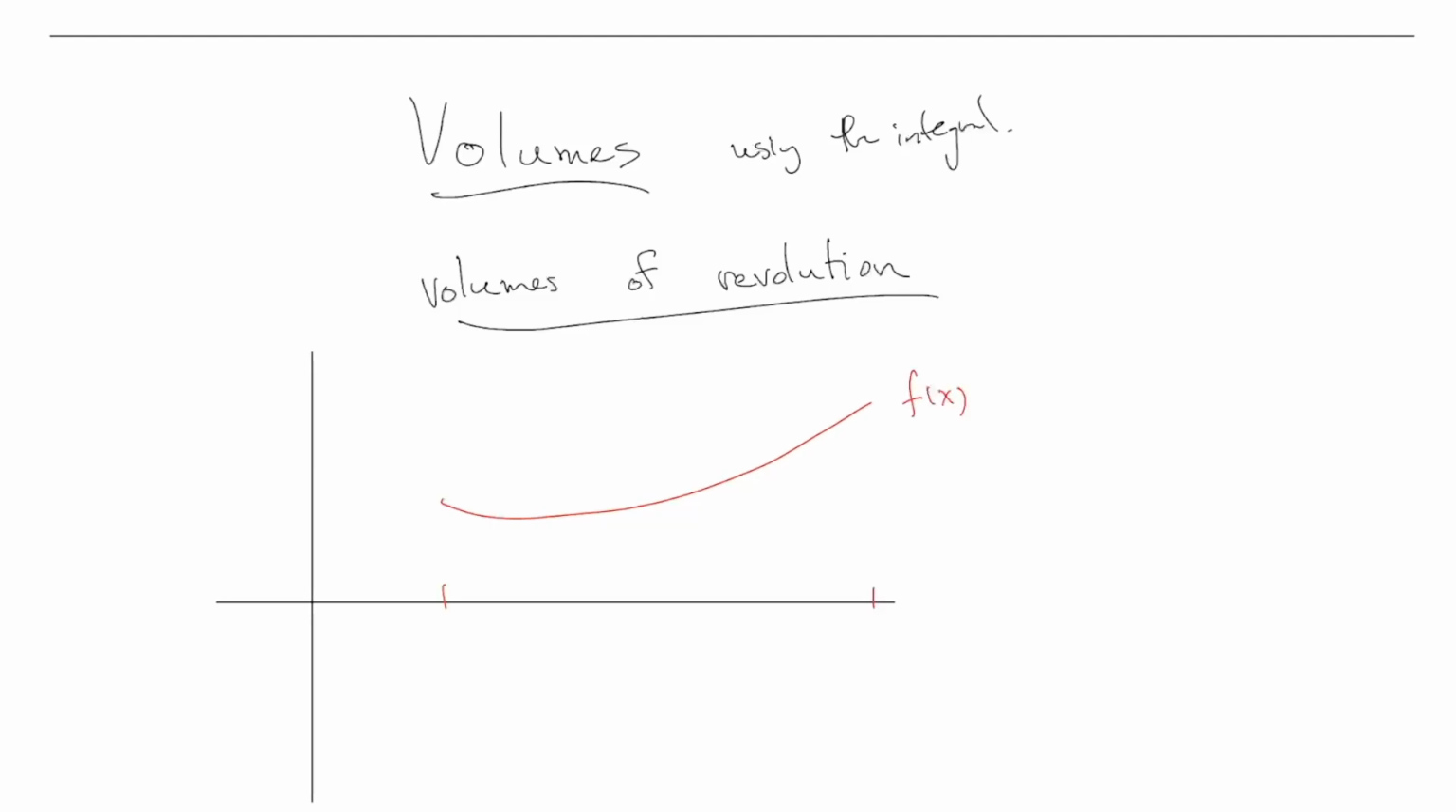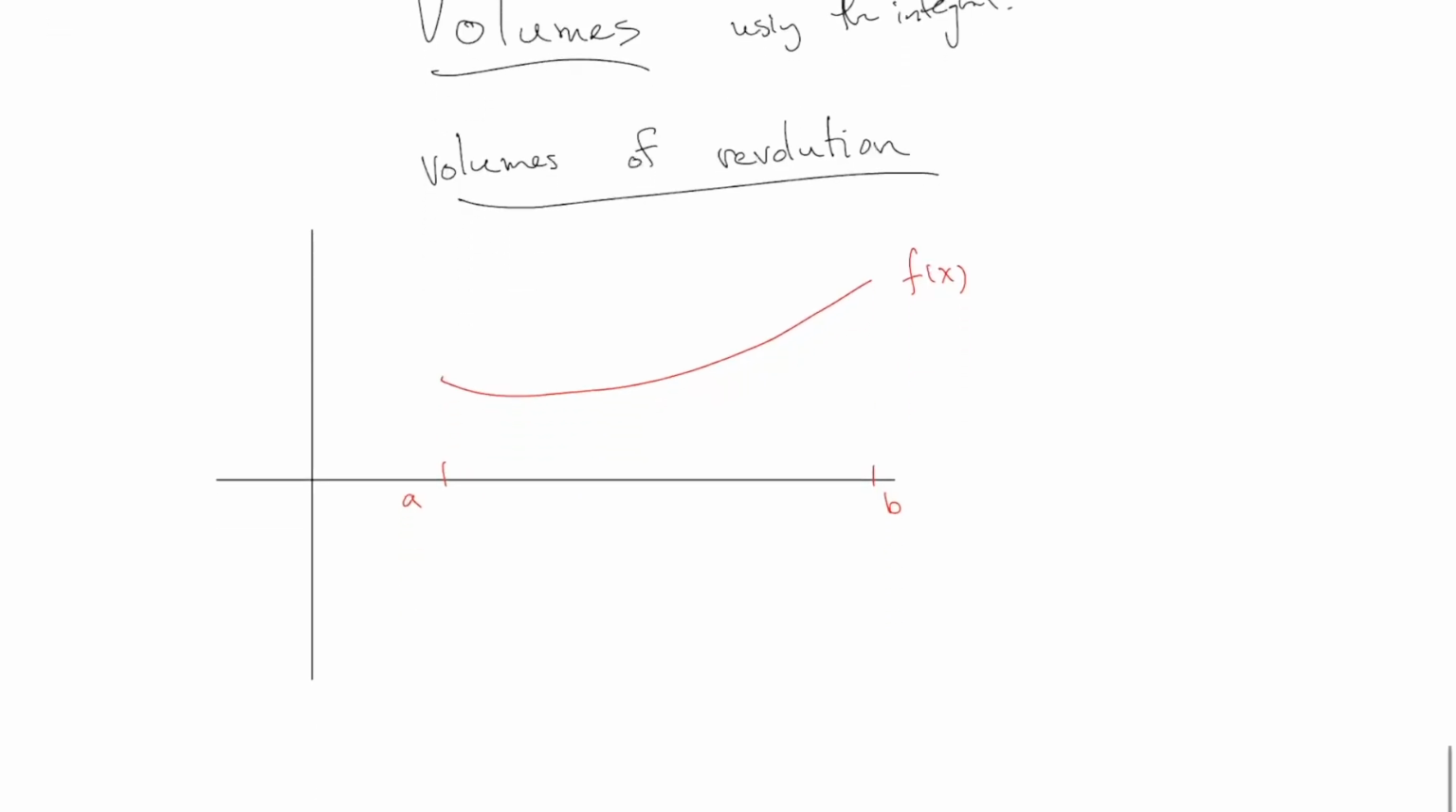As usual, I'm just going to consider a little bit of it from A to B, say. Now, the typical use of the integral would be to find the area under that curve. But you can also use the integral to measure other kinds of weird things. And what I'm going to talk about is the volume if you rotate that curve around the x-axis. And this is called the volume of revolution.